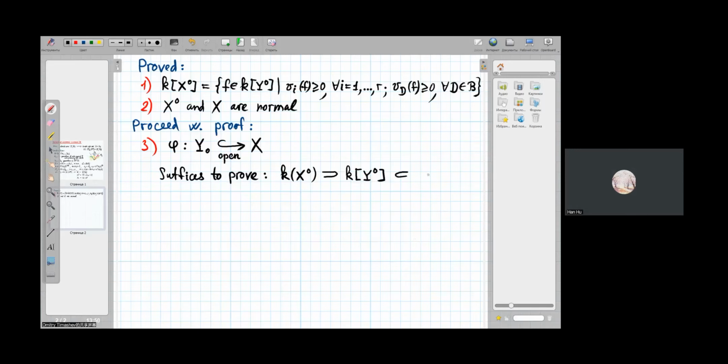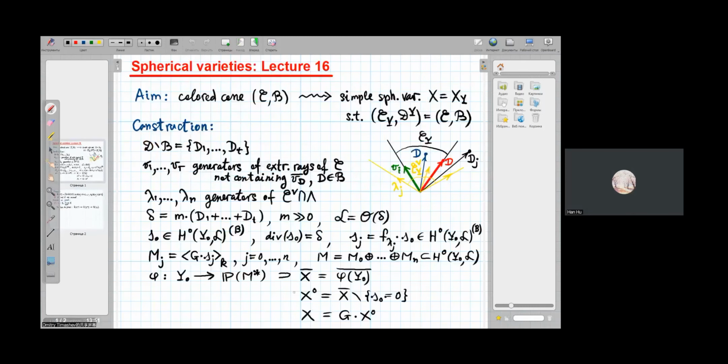So did we prove that X upper knot is open in X? It is obvious from the construction, because X upper knot is open in X bar. X is a G-span, so X is a union of G shifts of X naught, so it is contained in X bar. X is also open in X bar, and X naught is contained in X. So X naught is open in X.